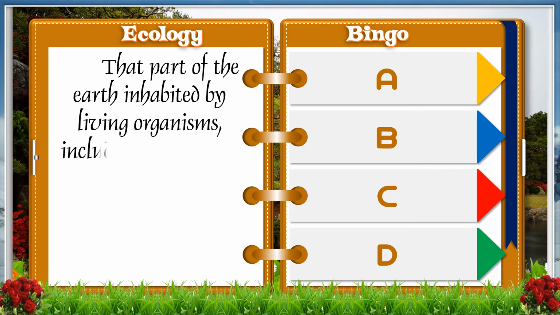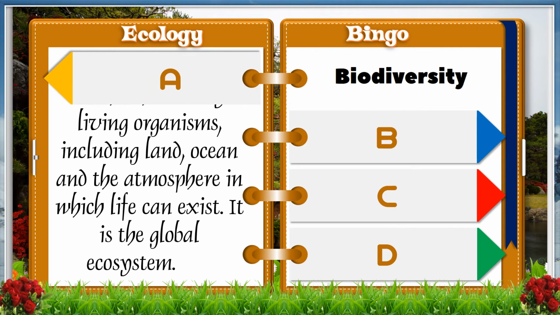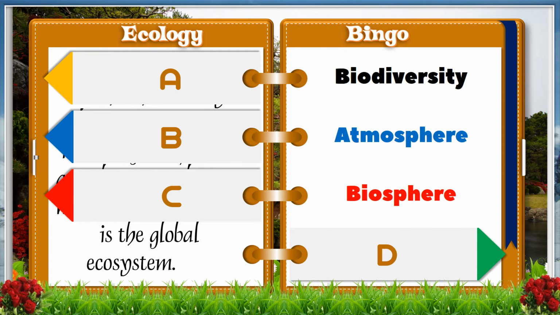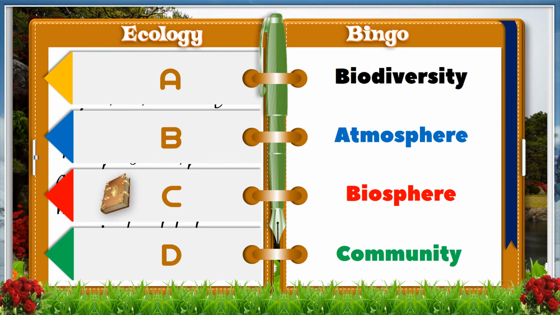The part of the earth inhabited by living organisms, including land, ocean, and atmosphere, in which life can exist. This is the global ecosystem. A. Biodiversity. B. Atmosphere. C. Biosphere. D. Community. The answer is C. Biosphere.